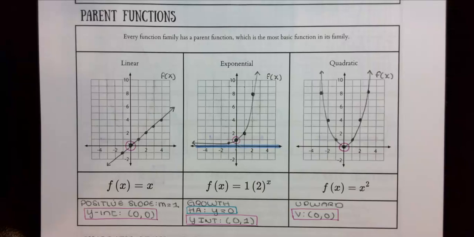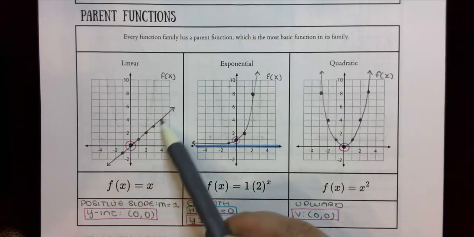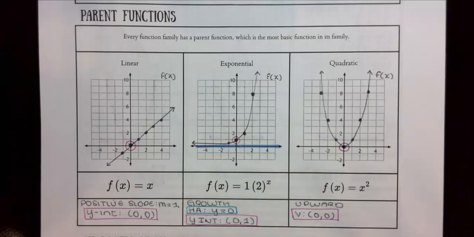So the x's and the y's are exactly the same. So a couple things to note about this linear parent function. Number one, it has positive slope because this line is going in an upward direction. The slope is 1. Rise 1 and run 1. Okay, and then our y-intercept is 0, 0. So notice that this graph does cross and go through the origin.